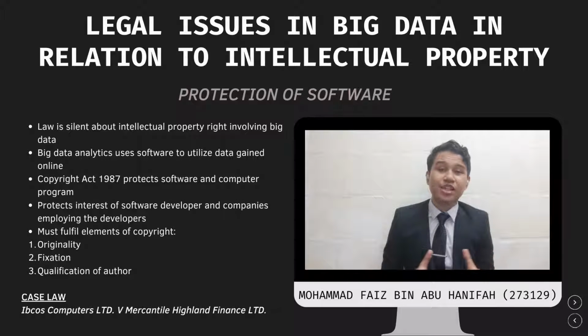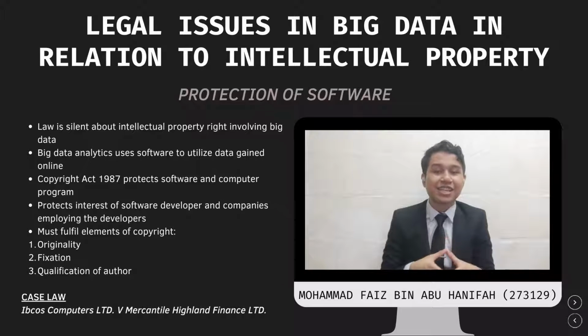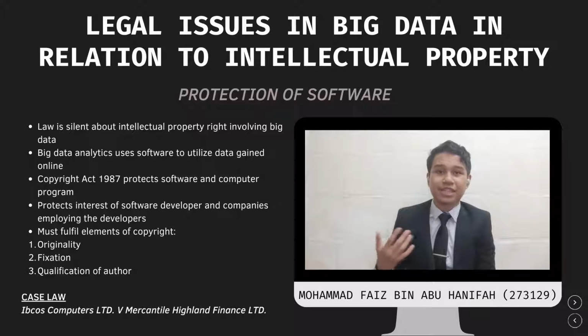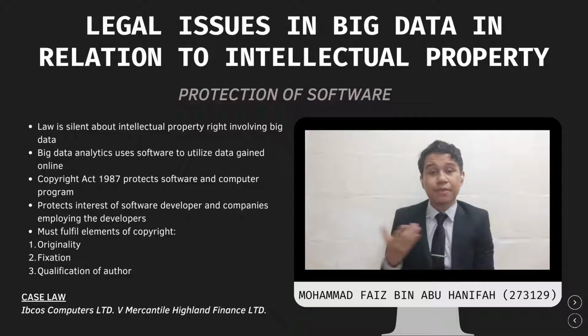My name is Faiz, and today I will be discussing the legal issues involving big data protection under the intellectual property right within Malaysia. First of all, it needs to be addressed that in this country there has yet to be any express provision or express guideline on the protection of big data. However, several issues may be raised in terms of copyright and patent law.